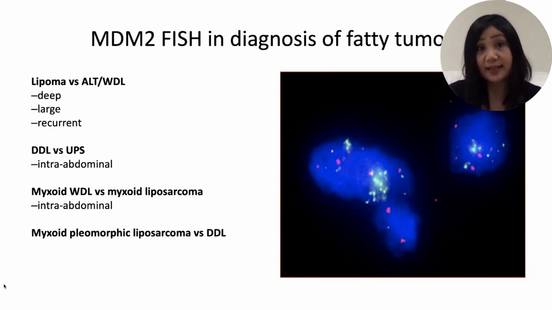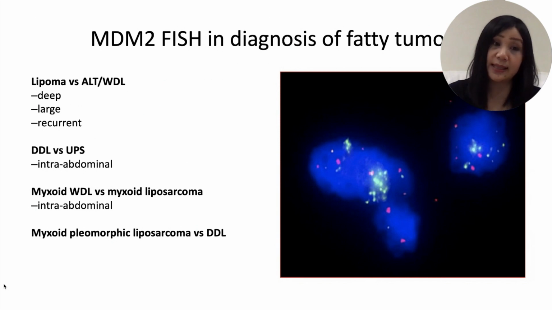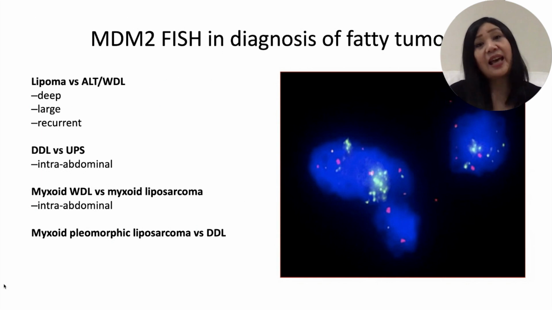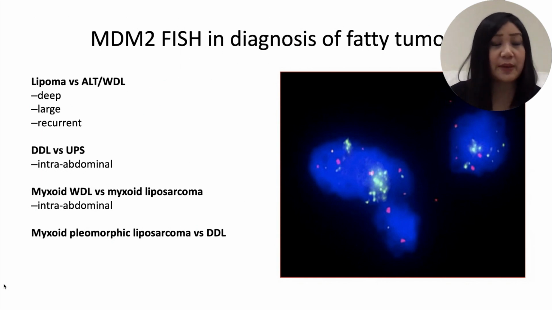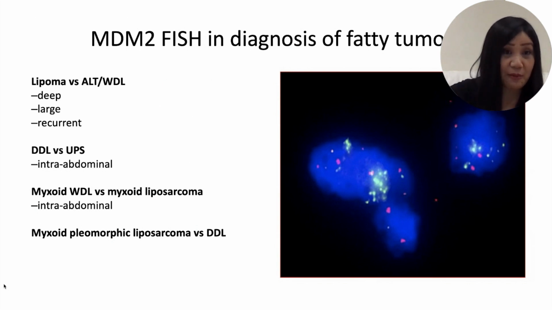As we know, lipomas can recur, particularly when they have been previously incompletely excised, but sometimes lipoma-like well-differentiated liposarcoma can be really difficult to distinguish on histology. So FISH for MDM2 is useful in this context. It is also useful to distinguish dedifferentiated liposarcoma from other pleomorphic sarcomas in the abdominal cavity, and in other contexts, for example, to be able to differentiate myxoid pattern well-differentiated or dedifferentiated liposarcoma from myxoid liposarcoma, and to differentiate dedifferentiated liposarcoma from myxoid pleomorphic liposarcoma.